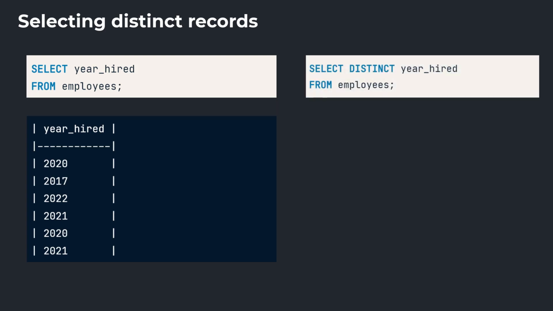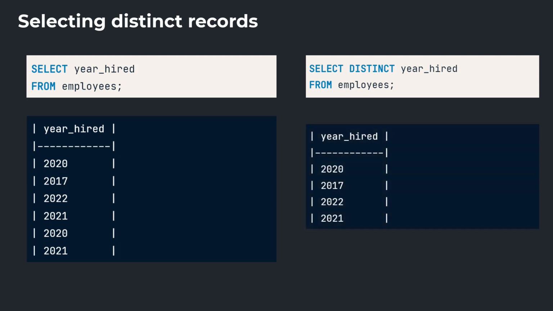To get a list of years with no repeat values, we can add the DISTINCT keyword before the year hired field name in the select statement. Now, we can see that all of our employees were hired in just 4 different years.